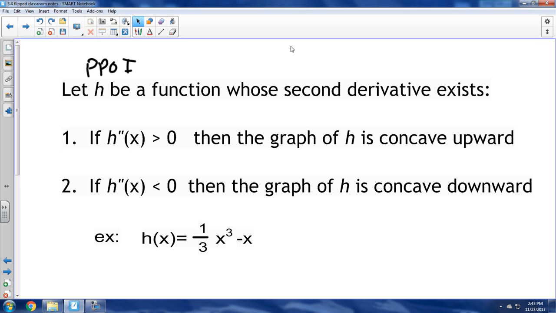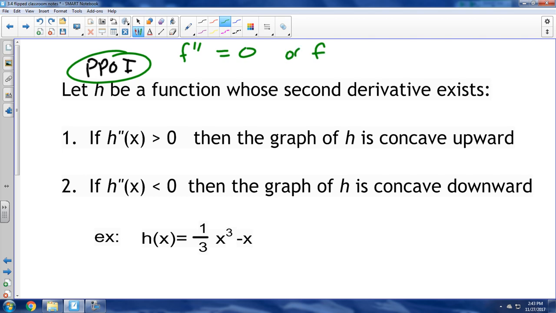Okay, so if we look back at this, you'll see that we have a possible point of inflection, right? The possible point of inflection is what we're going to talk about. That's when the second derivative is 0, or when the second derivative is undefined. It's the same as a critical number with the first derivative, right? When it's 0 or undefined, when the second derivative is 0 or undefined.